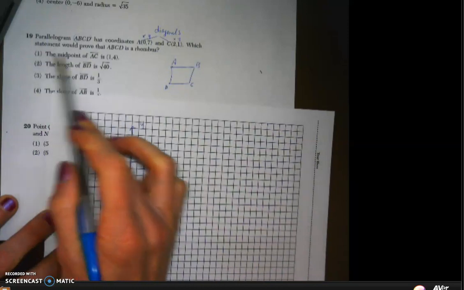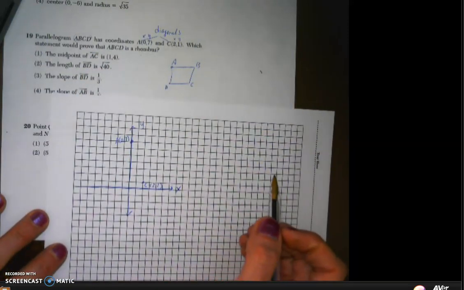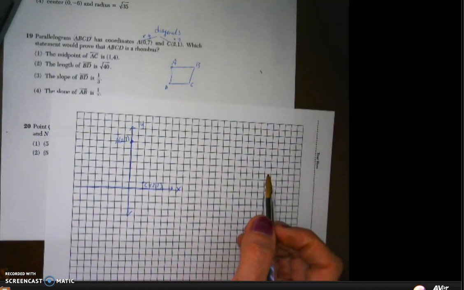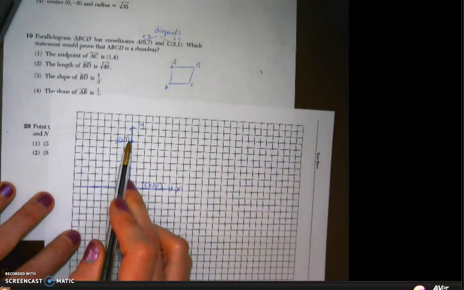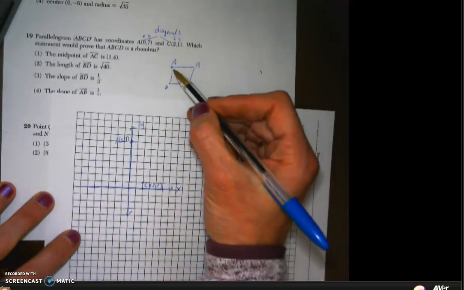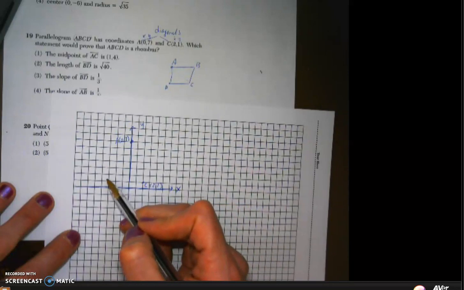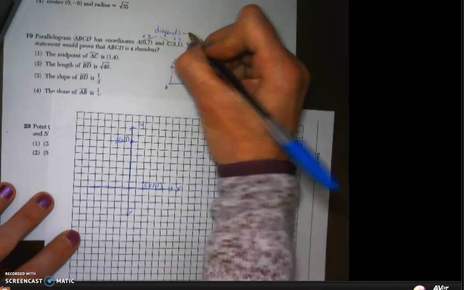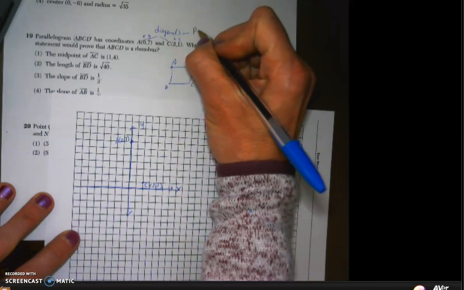So it says, which statement would prove that ABCD is a rhombus? I always ask myself, what did they give me and what do I know? They gave me a diagonal, right? A and C, when we connect those, you're going to see that that forms one of the diagonals. So B is somewhere over here, D is somewhere over here. So what do we know about the diagonals? The diagonals of a rhombus are perpendicular.